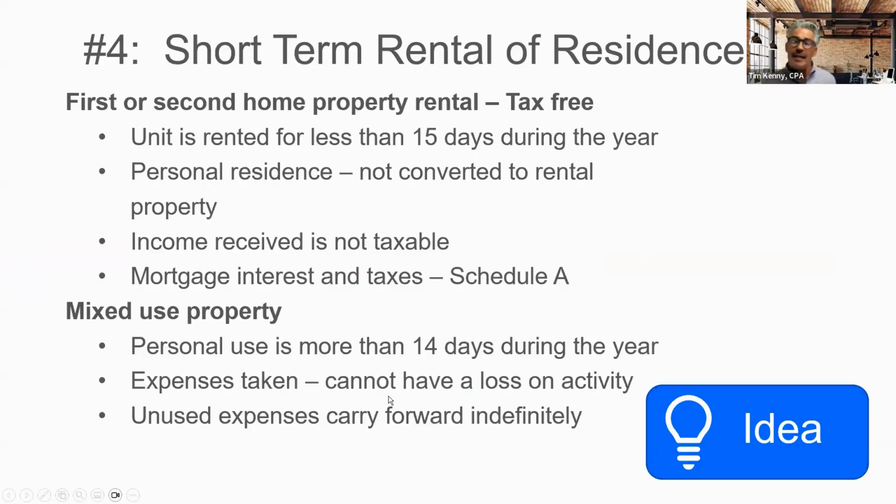So the fourth idea is short-term rental of your residence. Most of us have residences, and in the whole scheme of Airbnb, some people say this is off the table, but some say, well, why not make a few extra bucks? As long as that rental is under 15 days, it's essentially tax-free income to you. So just an idea, this is called the Augusta Rule.